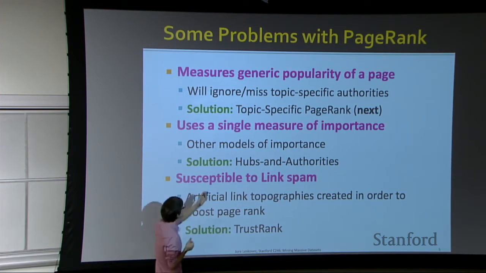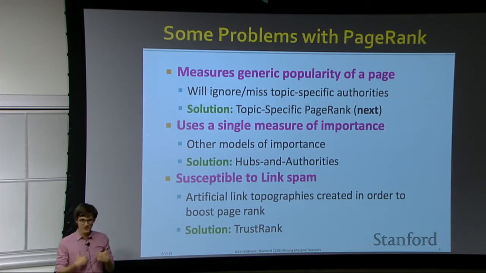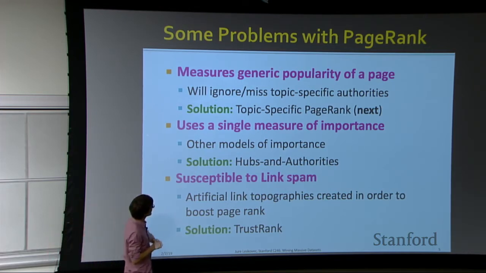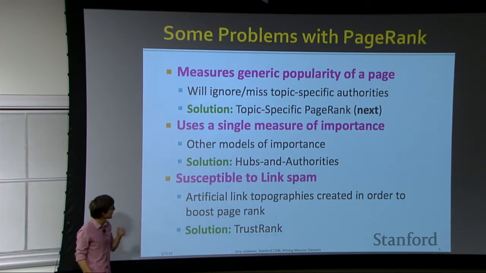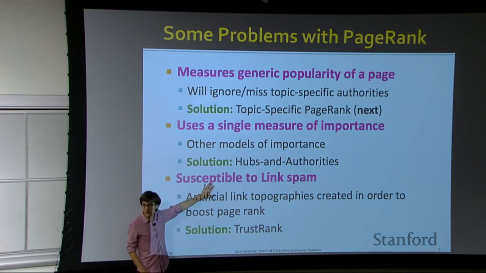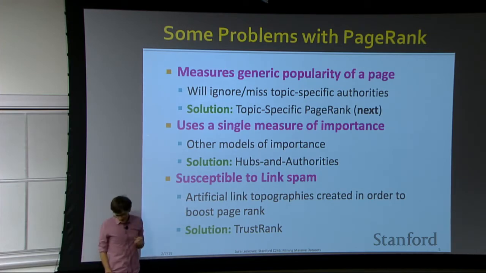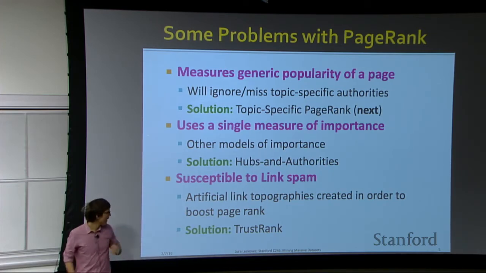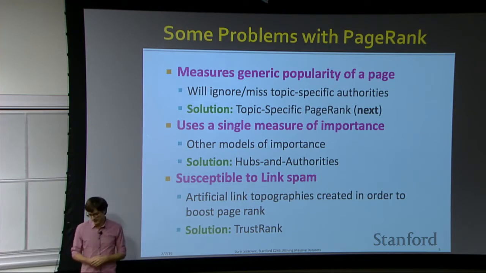So what we'll talk about next is something called topic-specific PageRank, also known as random walk with restarts. And then we will also talk about some other models of importance of nodes in the graph. How I will finish the lecture today is talk to you about link spam. So how could you spam the web, and how can you use these types of strategies to identify fake, spammy, engineered parts of the web? These are artificial link topologies that are created to boost the PageRank of given pages.